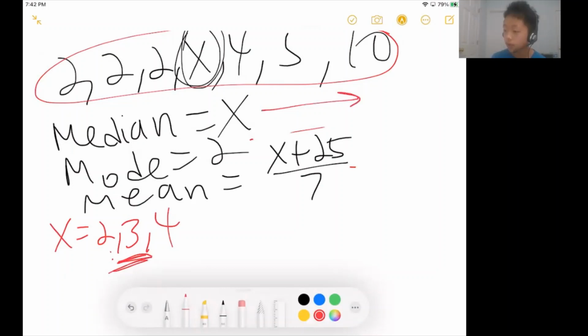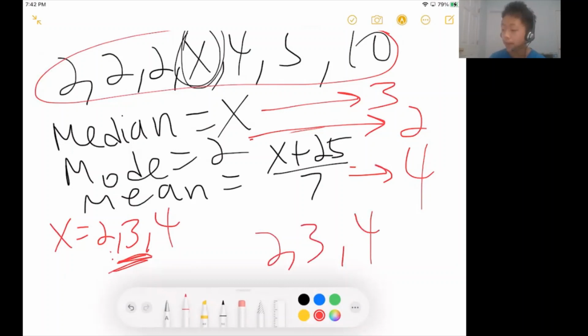If x is 3, the mode is 2, and the mean is going to be 3 plus 25, which is 28, divided by 7, which is 4. And we see 2, 3, 4. Indeed, they do form an arithmetic progression. So that tells us that x equals 3 is actually a solution as well.